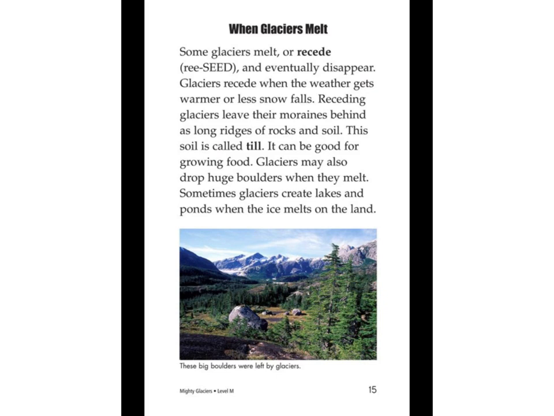Receding glaciers leave the moraines behind as long ridges of rocks and soil. This soil is called till. It can be good for growing food. Glaciers may also drop huge boulders when they melt. Sometimes glaciers create lakes and ponds when the ice melts on the land.